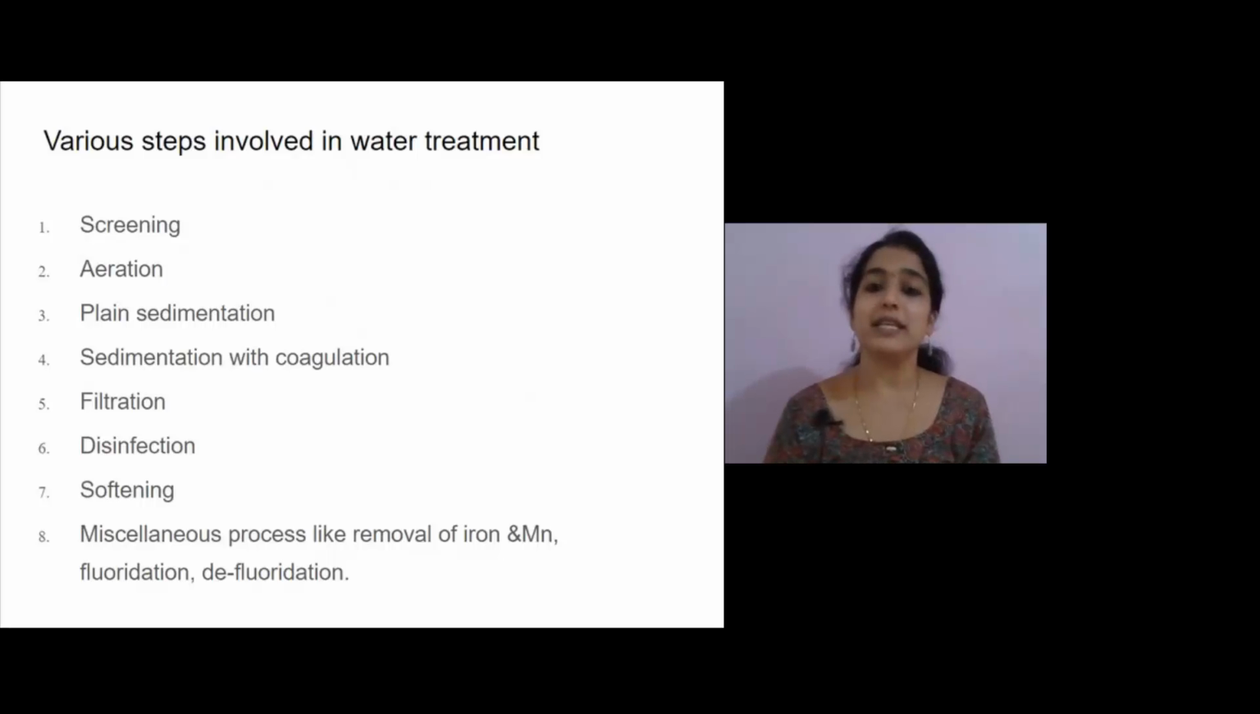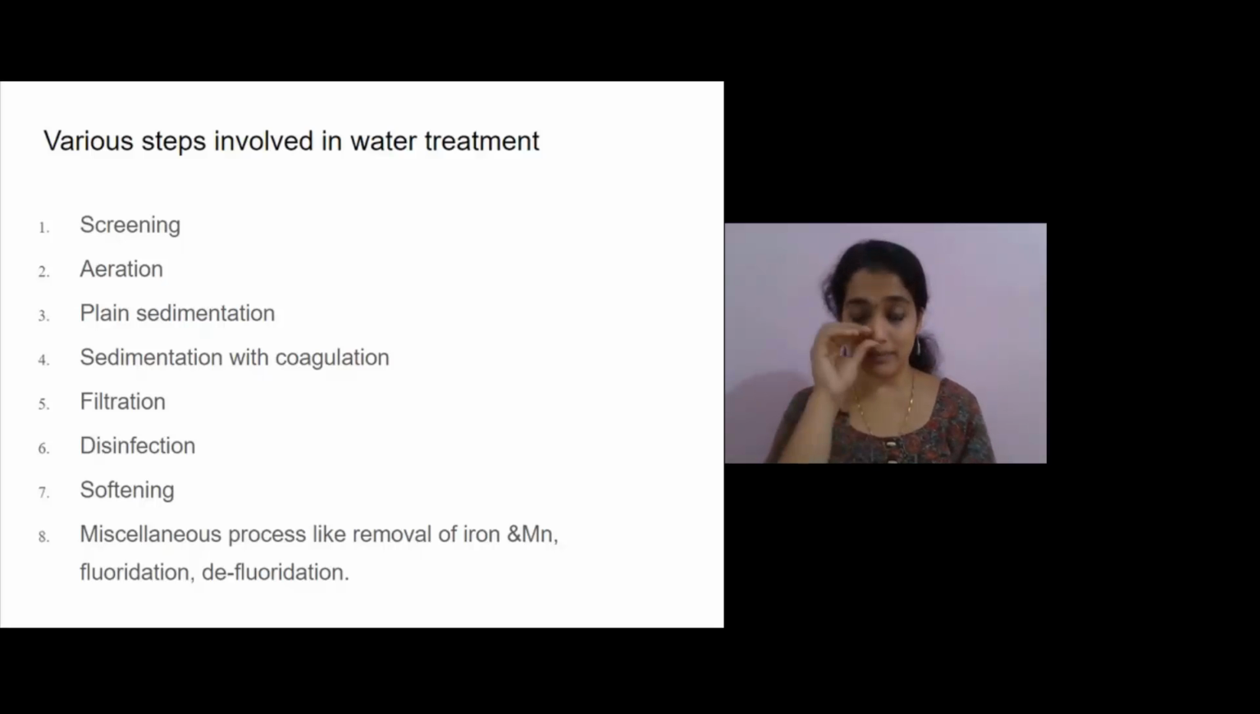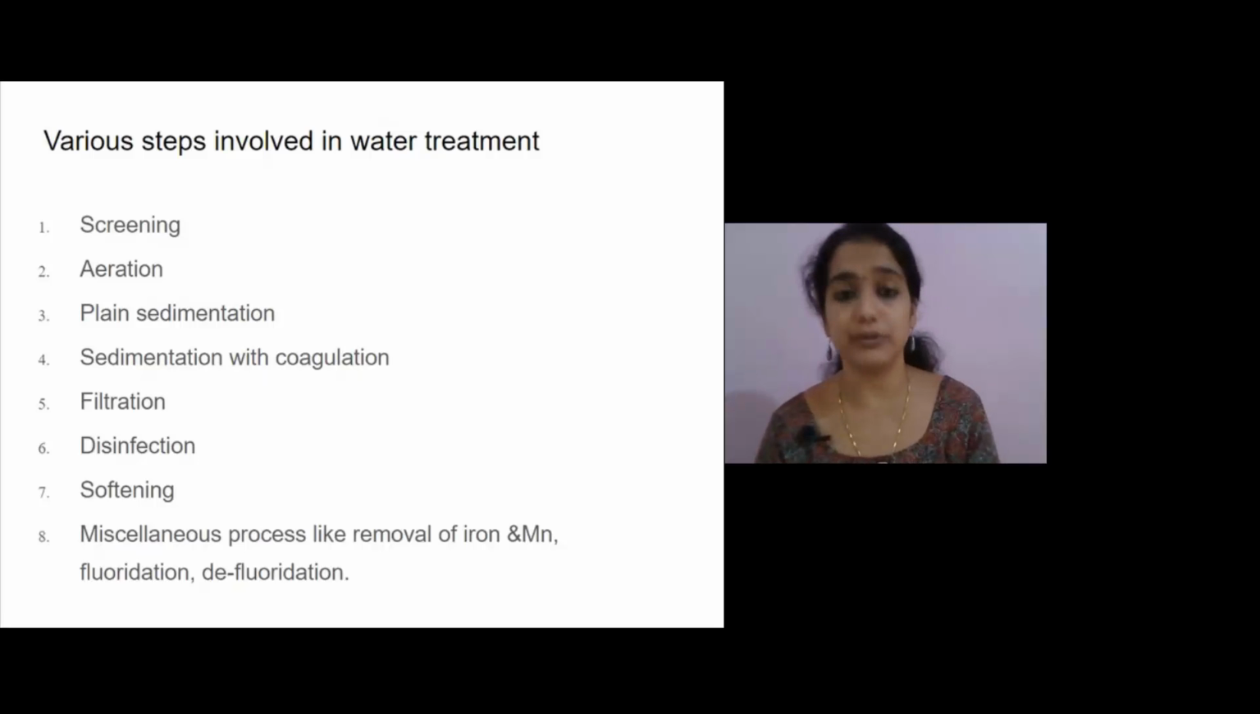And various steps involved in water treatment. First treatment method is screening, then aeration, then plain sedimentation, then sedimentation with coagulation, then filtration, then disinfection, then softening, then miscellaneous processes like removal of iron and manganese, fluoridation, and defluoridation. All these processes we are going to learn in the coming module 3 and module 4.